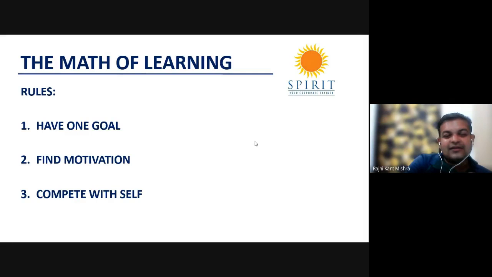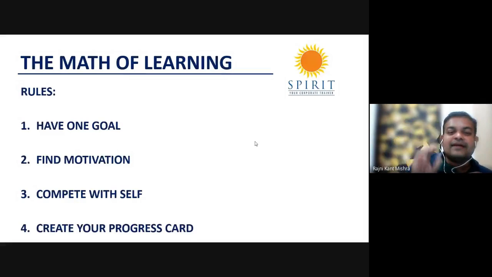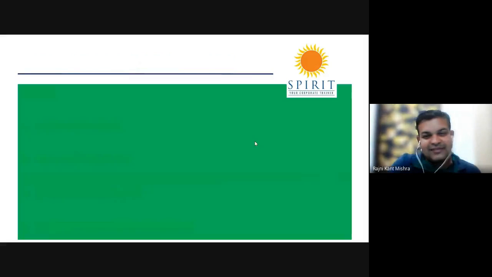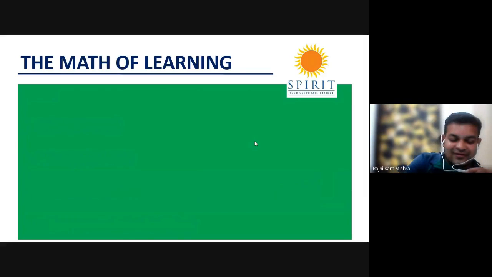Competing with self, like I said, create your own progress card. We should have our own progress card, and our own criteria to measure our progress. So how to do that? If we get time, I will discuss the fourth criteria, and otherwise we will discuss the first three. Okay, so let's begin with the very first rule, that is the math of learning.